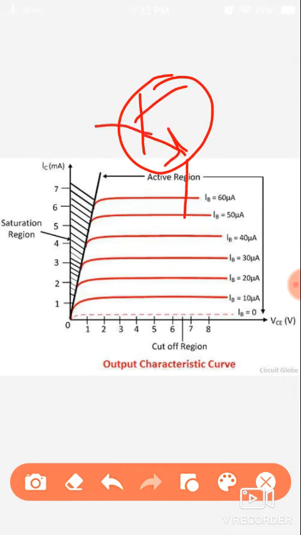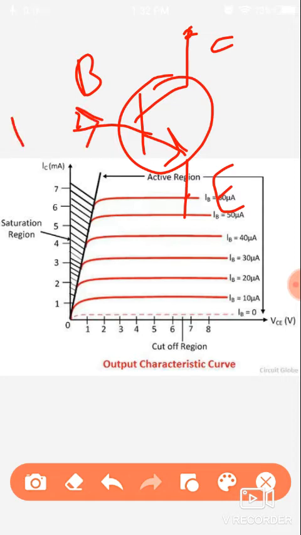NPN transistor, then this is the collector, emitter and base. The current passing through the base is IB. The current coming from the collector is called IC and the current coming from the emitter is called IE.